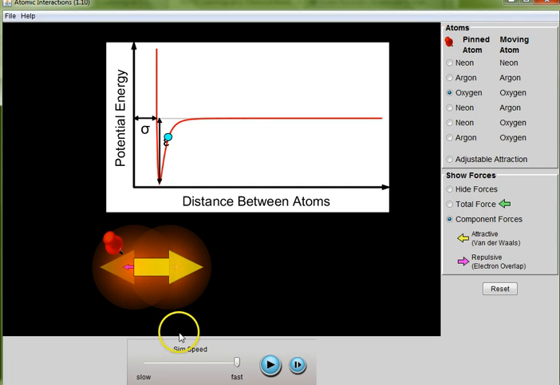At this particular distance, you will see that the pink arrow has started to come into play. Do you see that? There is a pink arrow here, and there is also a pink arrow here, which is kind of hard to see because it is hidden behind the yellow arrow.